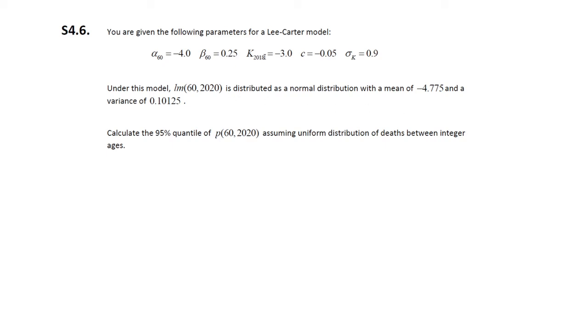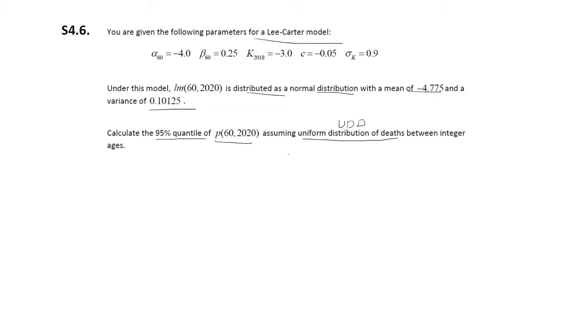We're given the following parameters for a Lee-Carter model. This model is distributed as a normal distribution with a mean of negative 4.775 and a variance of 0.10125. We want to find the 95th percentile or quantile of probability of surviving age 60 in 2020, assuming we have UDD between integer ages.